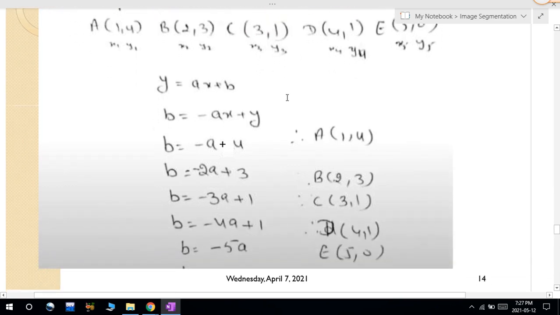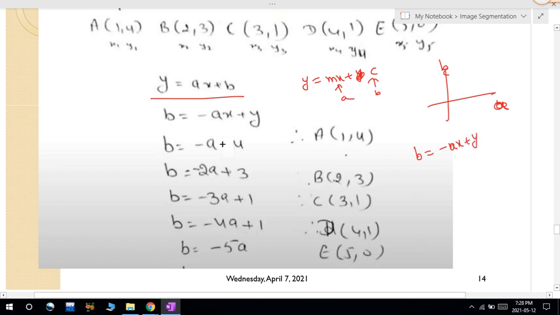In the Hough transform, first we have this equation. I will convert this equation into the AB plane. The normal equation is y equals mx plus c, but I will take m as a and c as b. You can have an MC plane also, no problem, but for simplicity and easy understanding, I'm taking m as a and c as b. Then I will convert this equation into the AB plane equation, where this is your a and this is your b. So b equals minus ax plus y. This is the final equation.